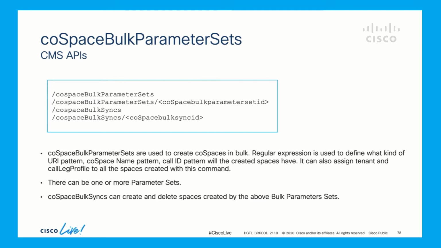CoSpace bulk parameter set, as the name suggests, creates spaces in bulk. It uses regular expressions to create the URI, space name, and call ID pattern. CoSpace bulk syncs are used to execute the created set. It can be used to both create and delete spaces in bulk.